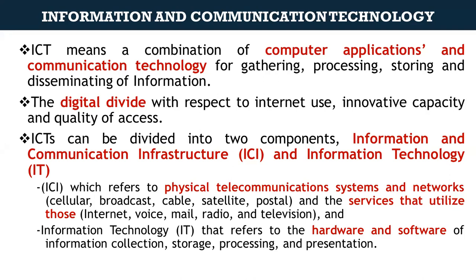Then another important point is the various information communication infrastructure as well as information technology. These are interesting aspects we need to understand. For the physical telecommunication system, we require cellular, broadcast, or maybe cable, satellite. These are the media we use for physical telecommunications. Then you also use services that utilize the internet, voice, mail, radio, television, whatever the component. Then finally, information technology: we are taking hardware and software, then information collection, storage, processing. These are the very basics.